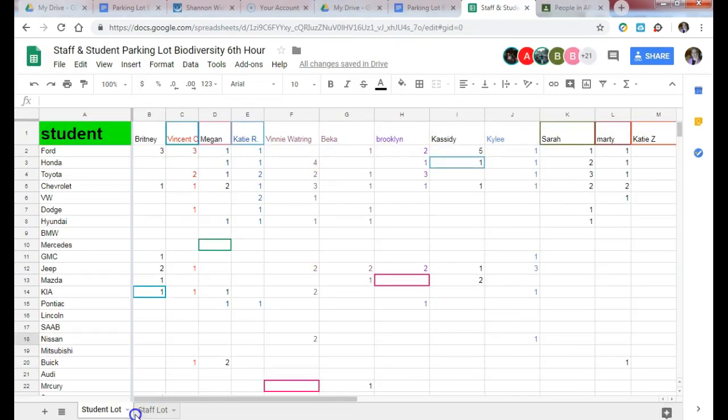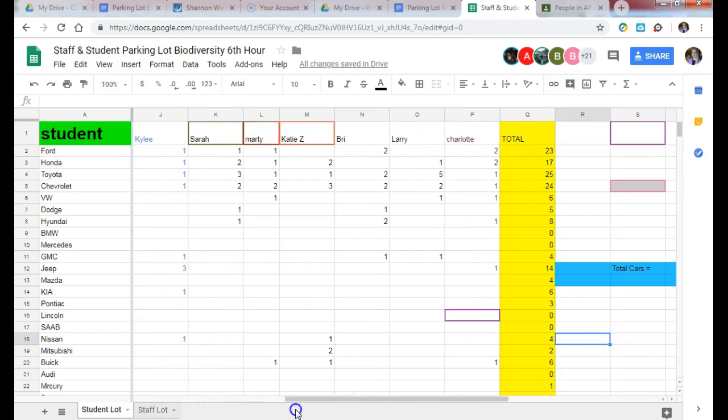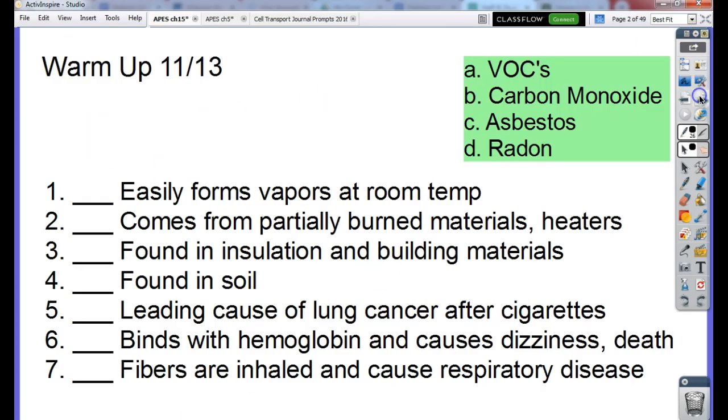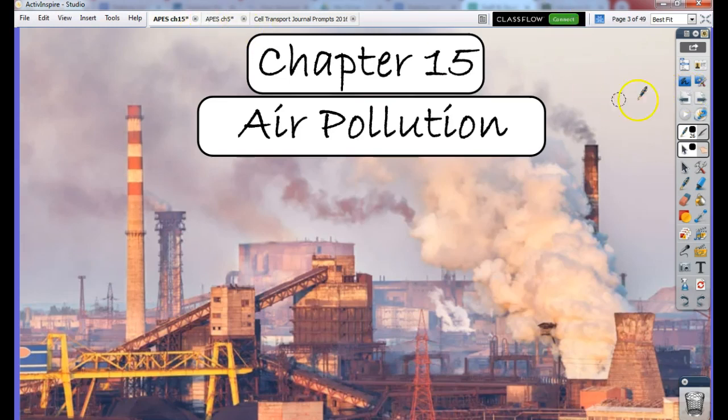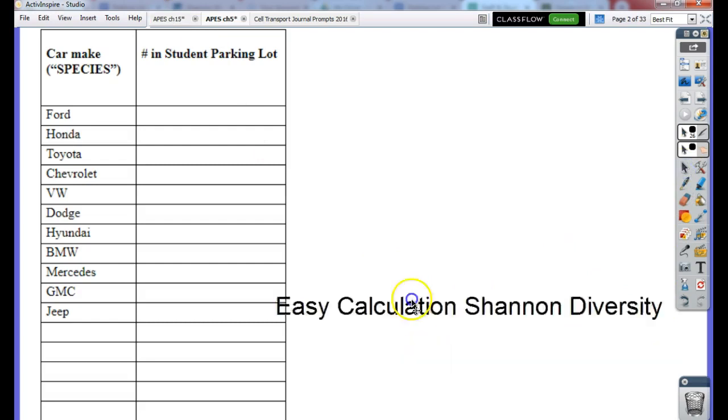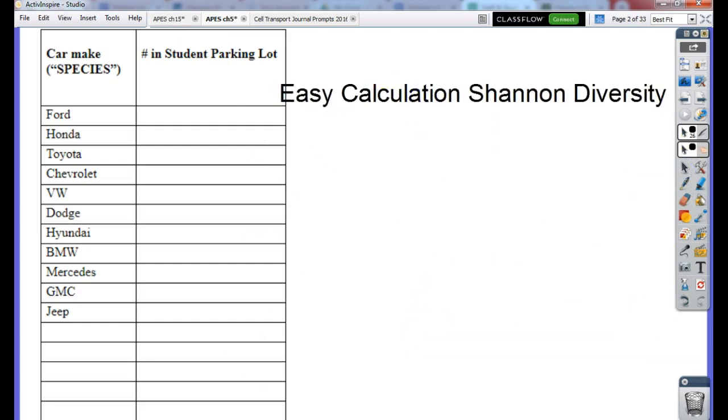All right, is everyone done? Okay, so here's what you're going to do. All right, you need to Google this website. Wait for it. Not that website. Easy Calculation Shannon Diversity. So when you Google this, easy calculation, Shannon diversity.